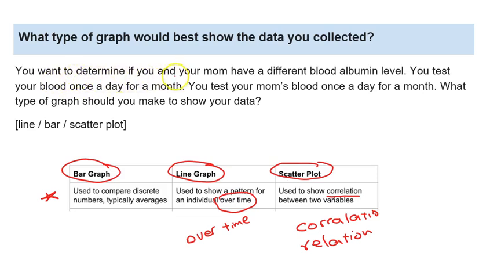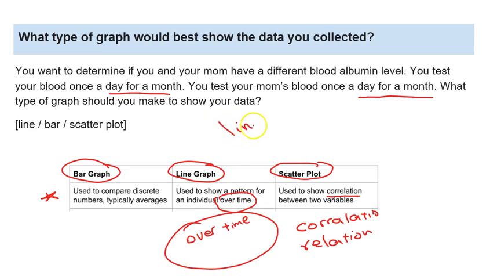Okay, and then here you have a practice question. You want to determine if you and your mom have a different blood albumin level. You test your blood once a day for a month. You test your mom's blood once a day for a month. What does it mean? Over time, right? What type of graph should you make to show your data? As we discussed, when we are going to compare two different categories over time, we use the line graph. So the best graph for this experiment would be the line graph.